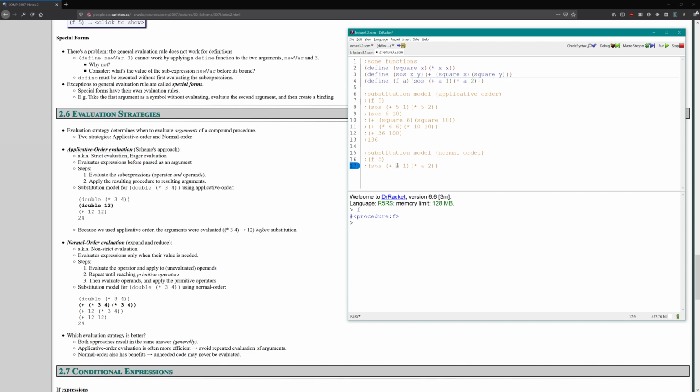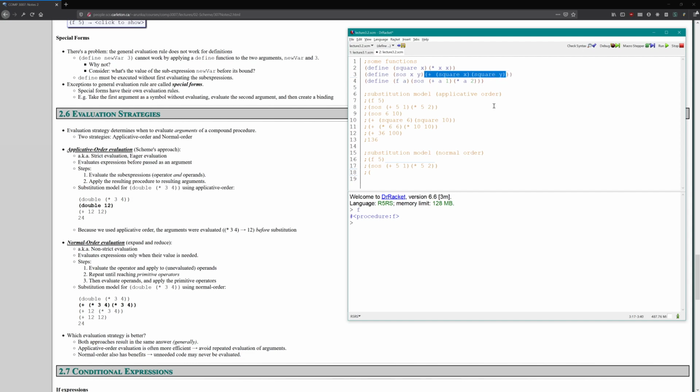So there's our sum of squares where a becomes 5. Okay. And this is where they differ. So with applicative order, before we can apply sum of squares, we had to figure out what's the value of these two expressions. With normal order, because this is a compound function, a user-defined procedure we can call it, what we'll do is we just apply that to its arguments without evaluating those arguments.